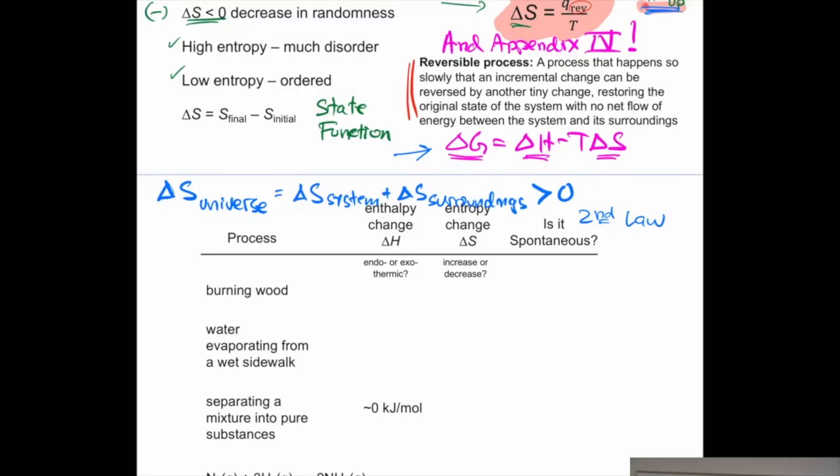The problem with this is we need to know what the entropy of the universe is. And I don't know, the last time I checked, but the universe is really, really big.